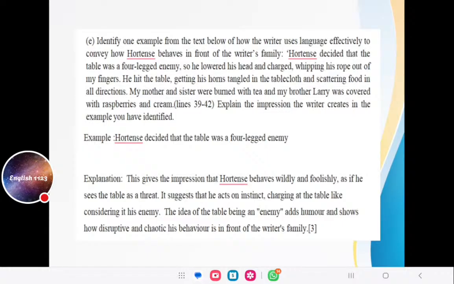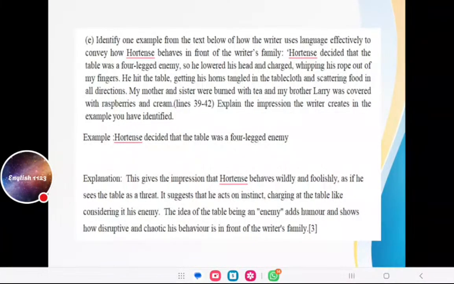Now in this one, identify one example from the text below of how the writer uses language effectively to convey how Hortense behaves in front of the writer's family. So a 4-5 line paragraph is given, and I have chosen the example that I think is a good example and I can explain it well. Hortense decided that the table was a 4-legged enemy. So in this example, the most important word for me is enemy, and another word is 4-legged.